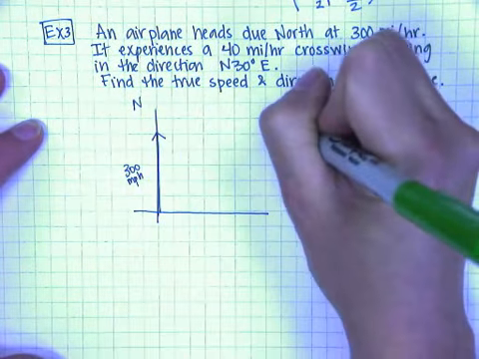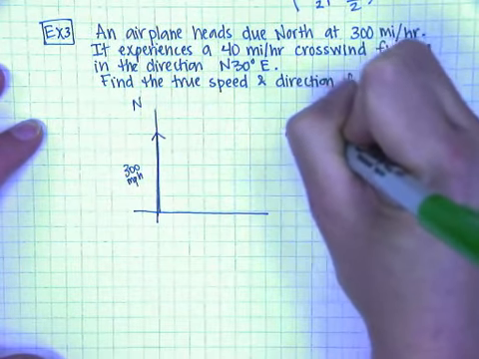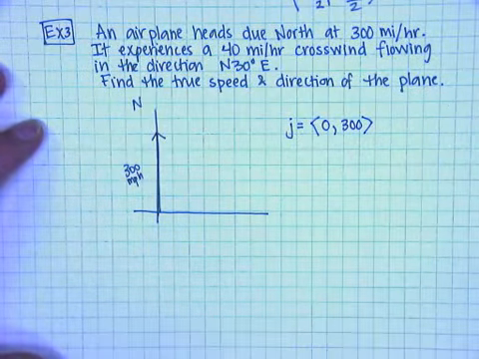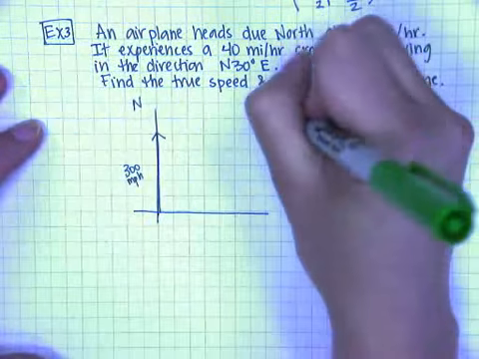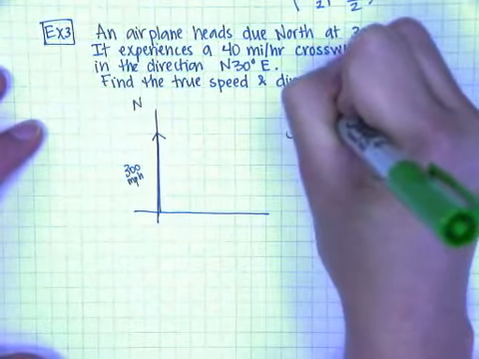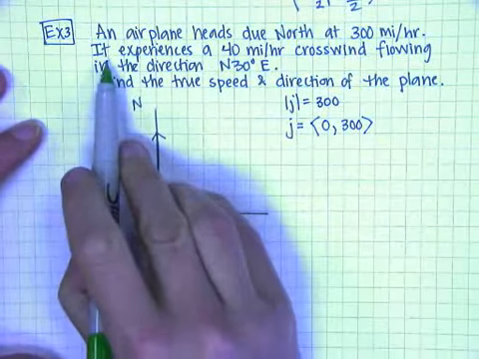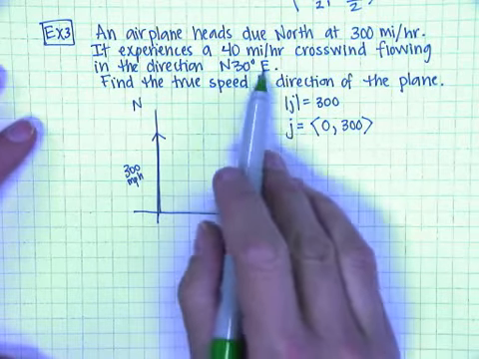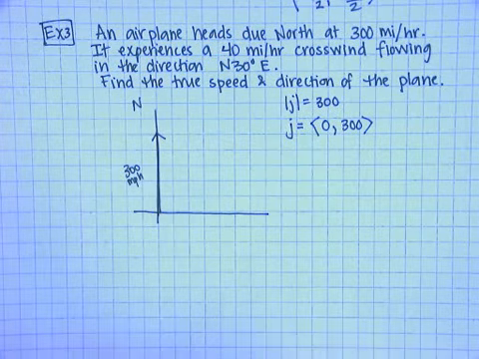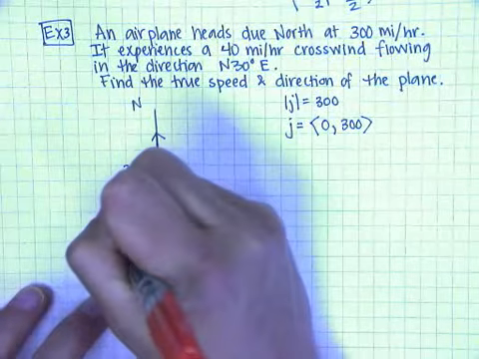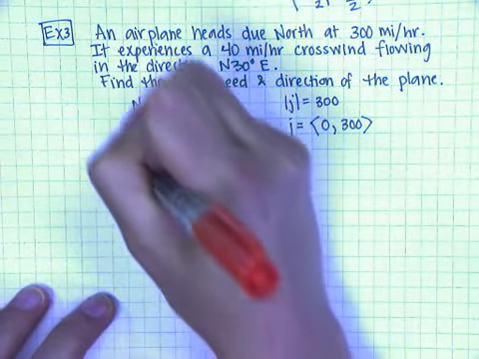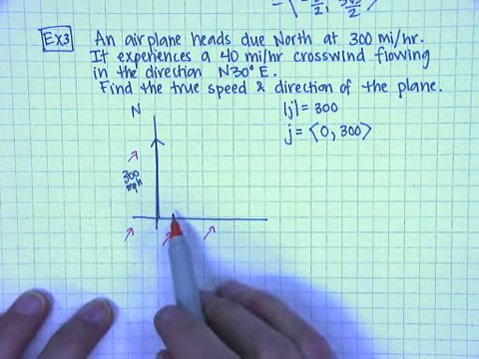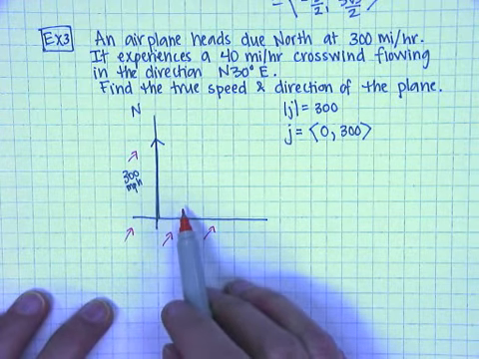So if I were to write the airplane, which I'm going to use J for jet, it's gone over 0 and up 300. And then the magnitude of J right now is 300. And then this airplane is experiencing a 40 mile per hour crosswind that's flowing in the direction north 30 degrees east. And so what that means is there's a wind blowing north 30 degrees east. And that wind, since it's coming from behind the airplane, it's going to make the airplane go faster, and it's also going to bump the airplane off course just a little bit.